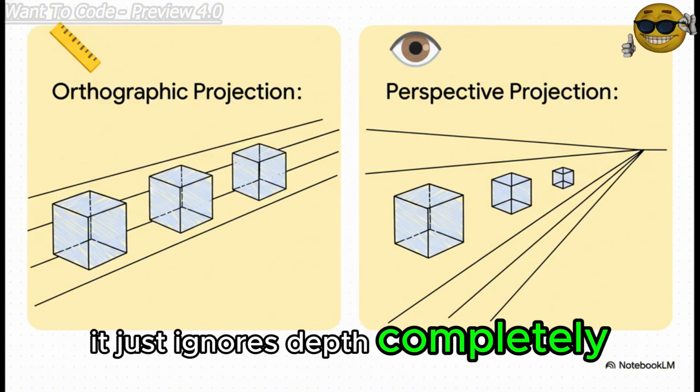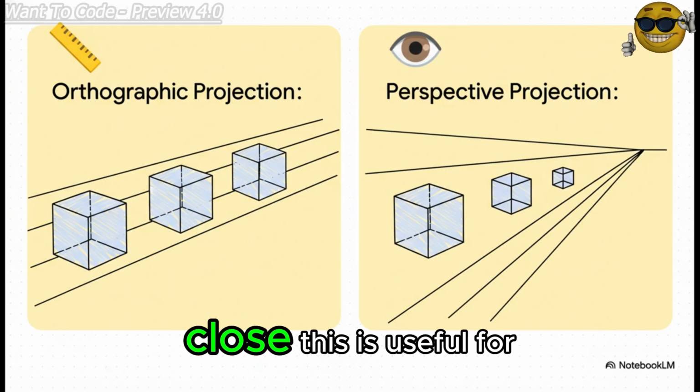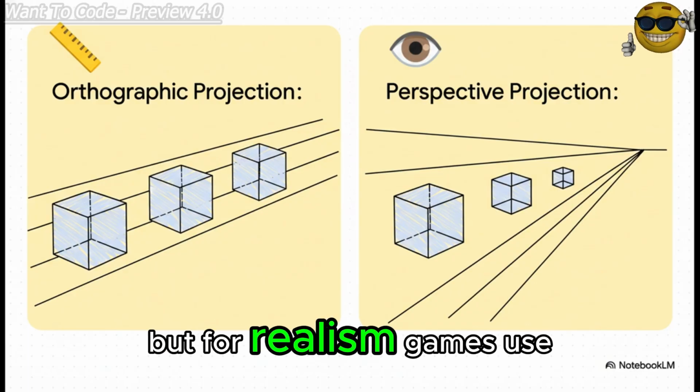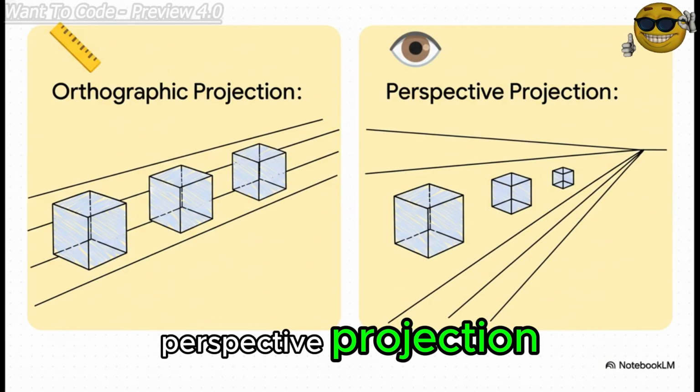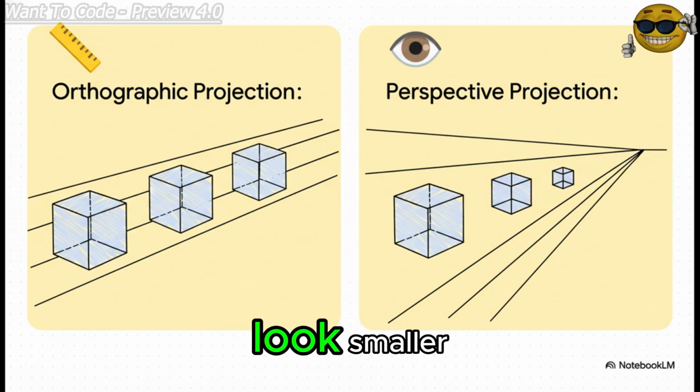It just ignores depth completely. An object far away looks the exact same size as an object right up close. This is useful for things like 2D games or maybe architectural plans, but for realism, games use perspective projection. This is what simulates how our eyes actually work. Things that are farther away look smaller.